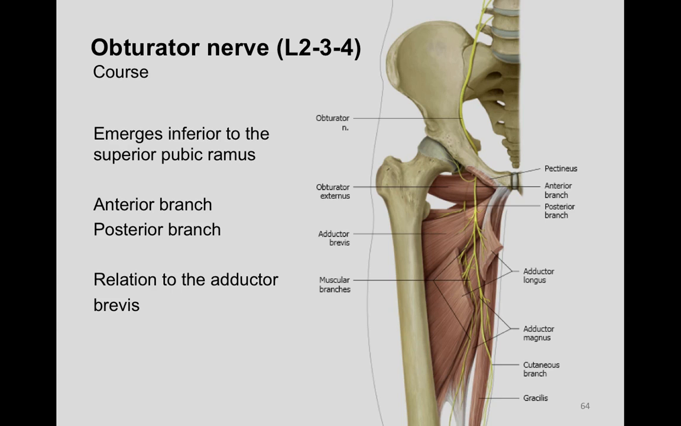The anterior branch is located anterior to the adductor brevis muscle. The posterior branch is located posterior to the adductor brevis muscle. So when you're trying to name these two branches, keep in mind they are named in relation to the adductor brevis. Then this nerve will go on to innervate the muscles of the medial compartment, and it will also give a cutaneous branch going to the skin.